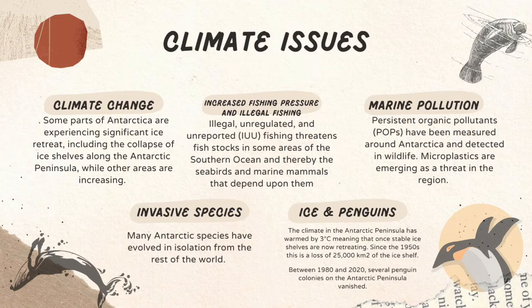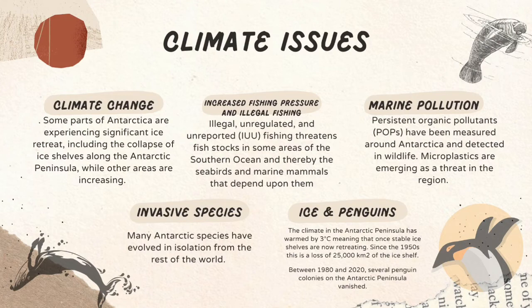Next is increased fishing pressure and illegal fishing. As global fisheries become depleted, there is growing interest to expand fishing throughout the region. Krill fishing needs to be closely monitored and controlled to ensure whales, penguins, and other wildlife are protected. Illegal, unregulated, and unreported fishing also threatens fish stock in some areas of the Southern Ocean, and thereby the seabirds and marine mammals that depend upon them. The harmful fishing methods used by IUU fishing vessels also cause the direct deaths of countless seabirds.